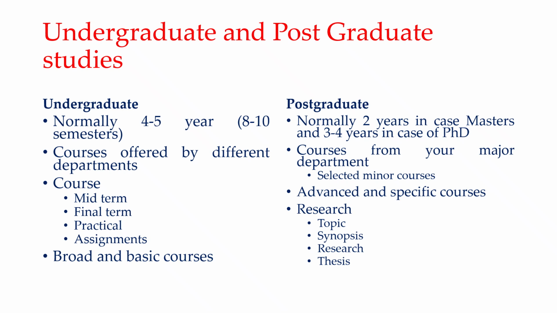We have to select some courses from the major department and then some courses from the minor departments, both in the masters and the PhD programs. Then we have to study the advanced and specific courses instead of the basic and broad courses. Both in the master and PhD programs, we have to select a topic according to the research area of the supervisor or the research interest of the student. Then we have to defend the synopsis, do the research, and write the thesis.